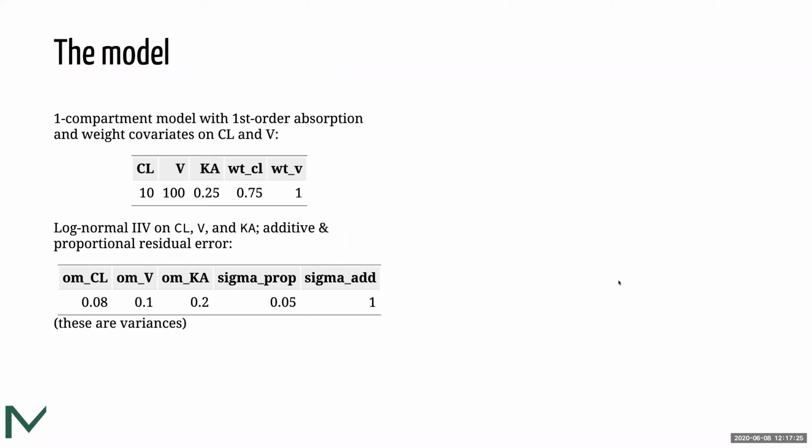And this is the model that we're trying to estimate the parameters for. It's a simple one compartment model with first order absorption. So we have parameters for clearance, volume, and Ka that we have estimates for from adults, and we're going to use fixed exponents of weight on body weight on clearance and volume. And we have inter-individual variability on these parameters, as well as a combined additive and proportional residual error model.